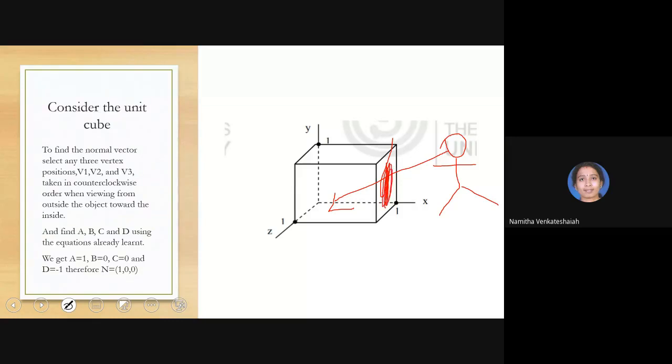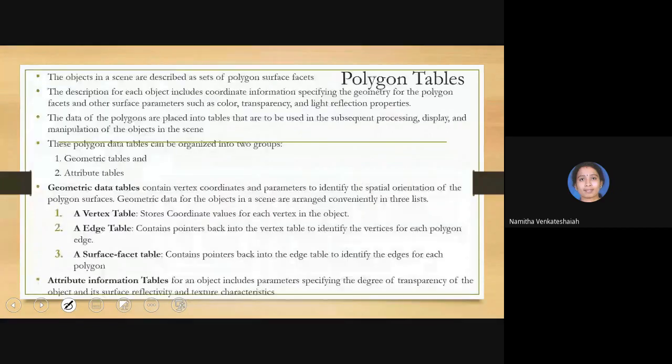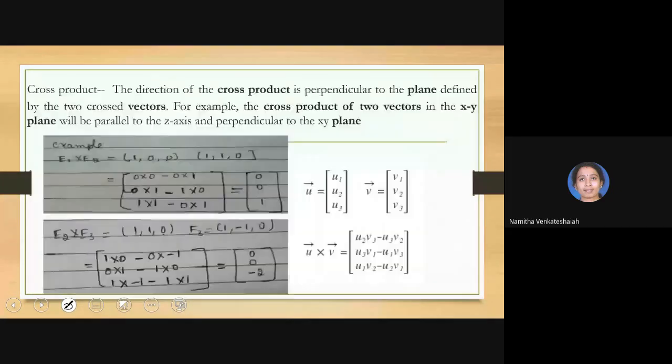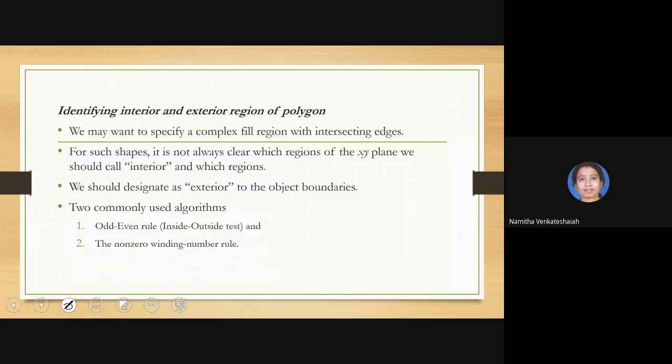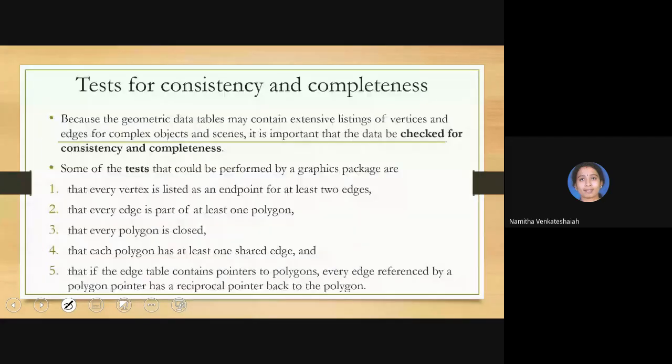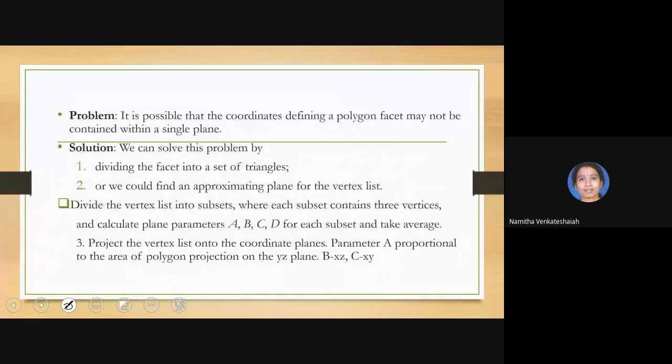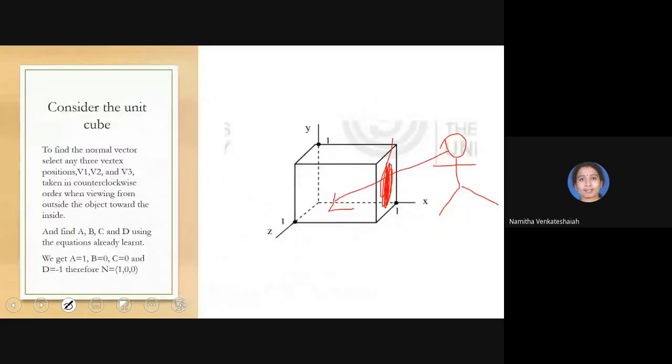So what is the normal vector? We had already discussed it; once again, let us revisit. A normal vector to the plane is any vector that starts at a point in the plane and has a direction that is orthogonal. This is the general definition of the normal vector. Now we are trying to find the normal vector for this view.